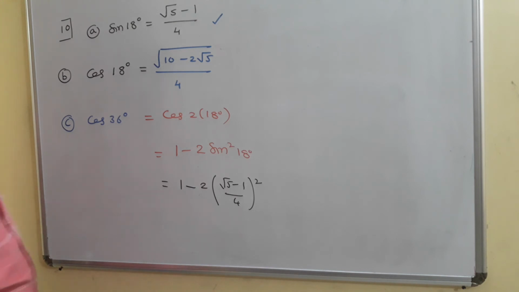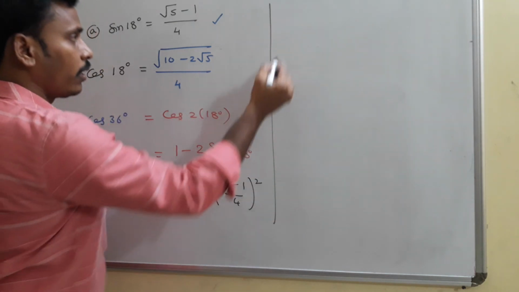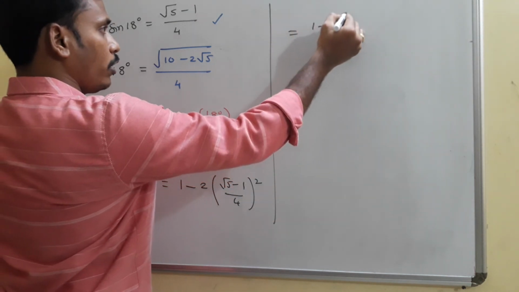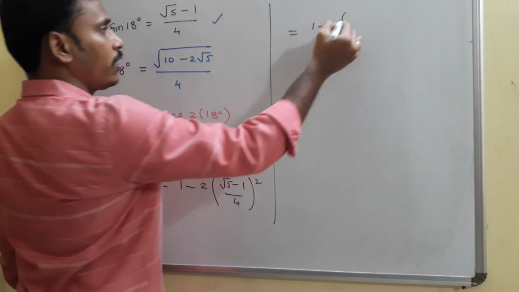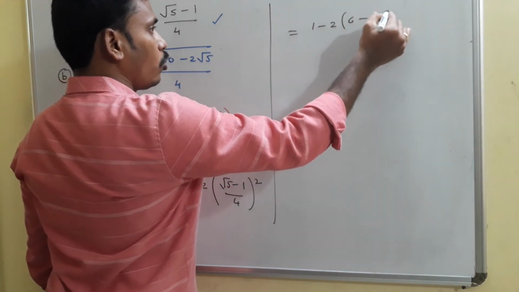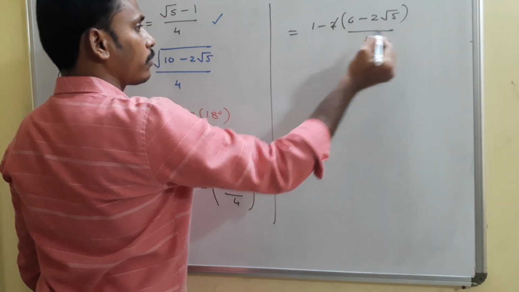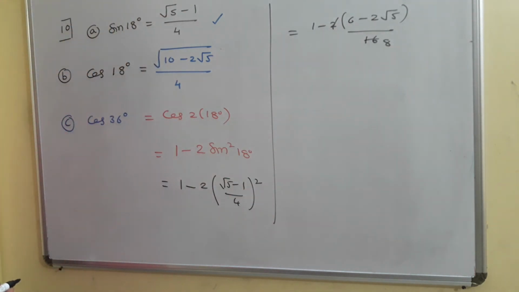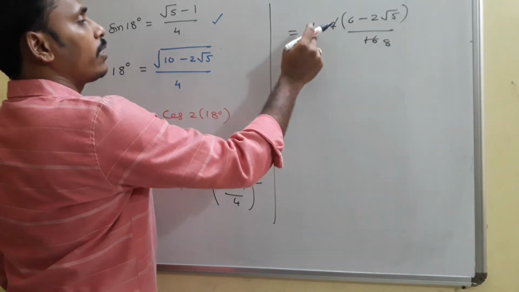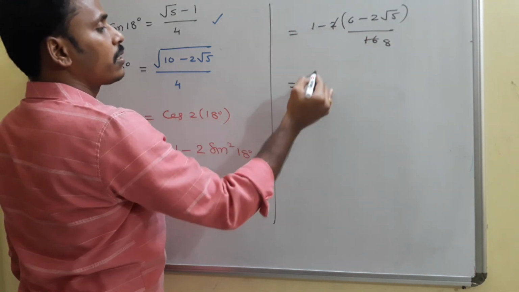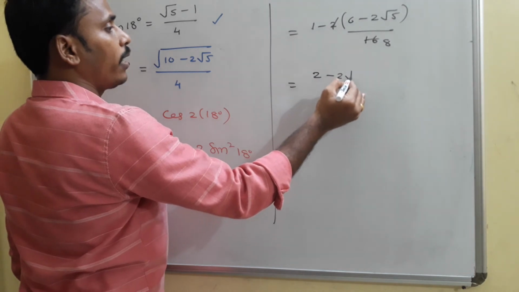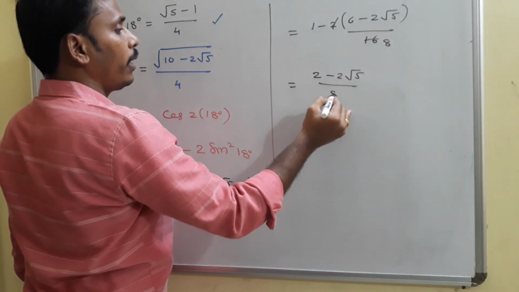Yeah, we need to simplify. How can we simplify? This equals 1 minus 2 into, the numerator is just as we discussed, 6 minus 2 root 5 divided by 16. 16 is 2 8s, okay? And that equals 2 into 8. 8 minus 6 is 2. 2 minus 2 root 5 by 8.